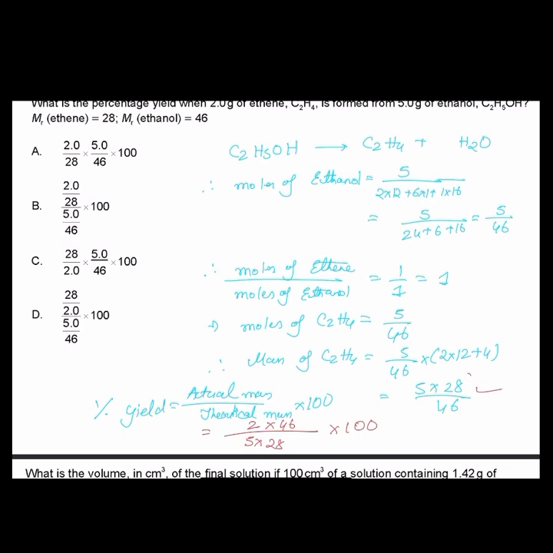If I check the answers properly, 5 times 28 should be at the denominator. If you check closely, this option actually resembles our answer. If I simplify, 2 by 28, 5 by 46 would be 46 by 5 times 100, because the fraction at the denominator, we can move it to the numerator by flipping the fraction. So this exactly corresponds to our answer, and hence option B is the correct answer to this question.